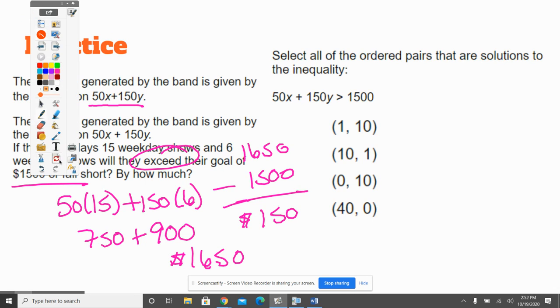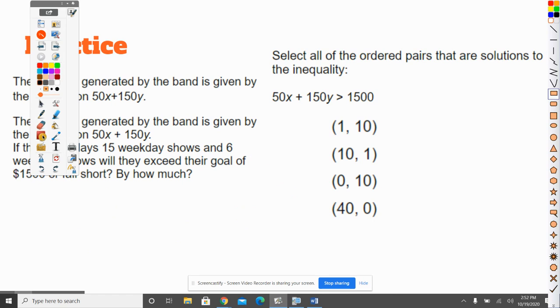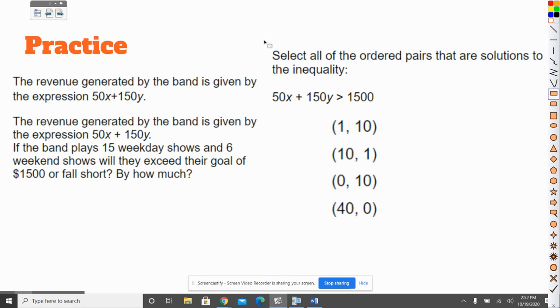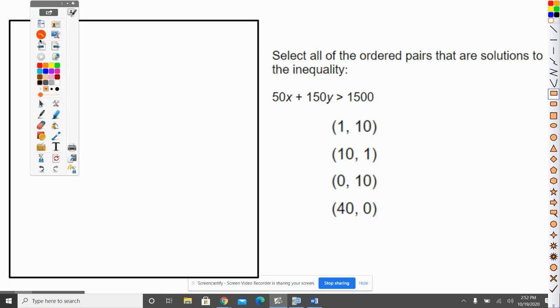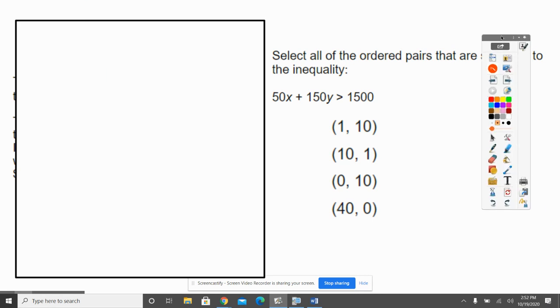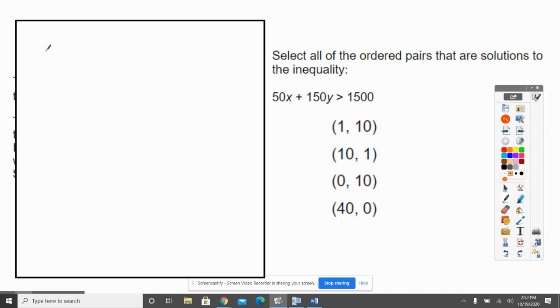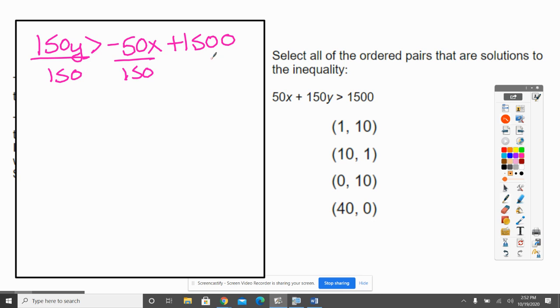Okay, so now let's see all these solutions. I am going to go ahead and graph it so that you can understand this graphing a little bit better, especially since I think I did it wrong the last time. So let's look here. Let's get y by itself. I have 150y greater than negative 50x plus 1500. Divide everybody by 150. And I get y is greater than negative 50 divided by 150 is just negative 1/3 x plus, cancels, 150 divided by 15 is just 10.